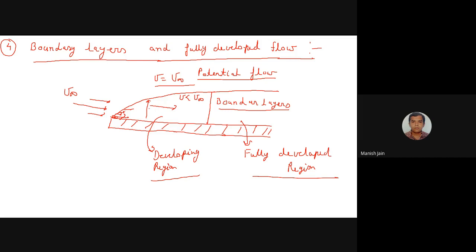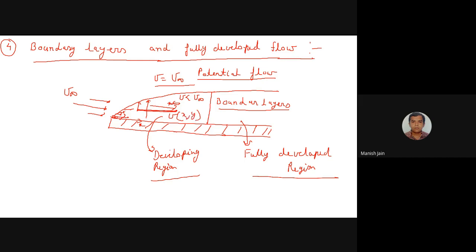So if you go from this point to this point, parallel to the surface, suppose this is the x direction. The velocity is changing in the x direction, and of course the velocity is also changing in the y direction. So the velocity v changes in the x as well as the y direction.